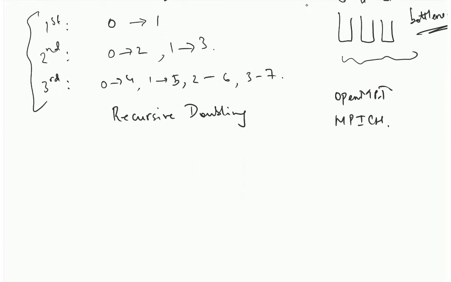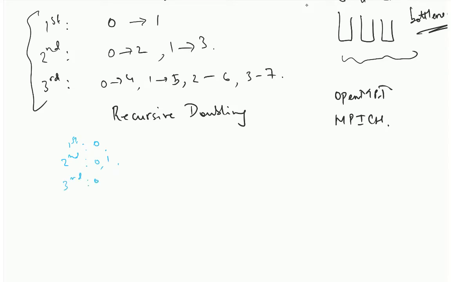So what's the key over here? Let's look at two things. How do I know that I have to send data? Who is sending the data? In the first iteration, rank 0 sends the data. In the second iteration, 0 and 1 send the data. In the third iteration, 0, 1, 2, 3 send the data, and so on. So in the ith iteration, the first 2 to the power i minus 1 processes send the data.